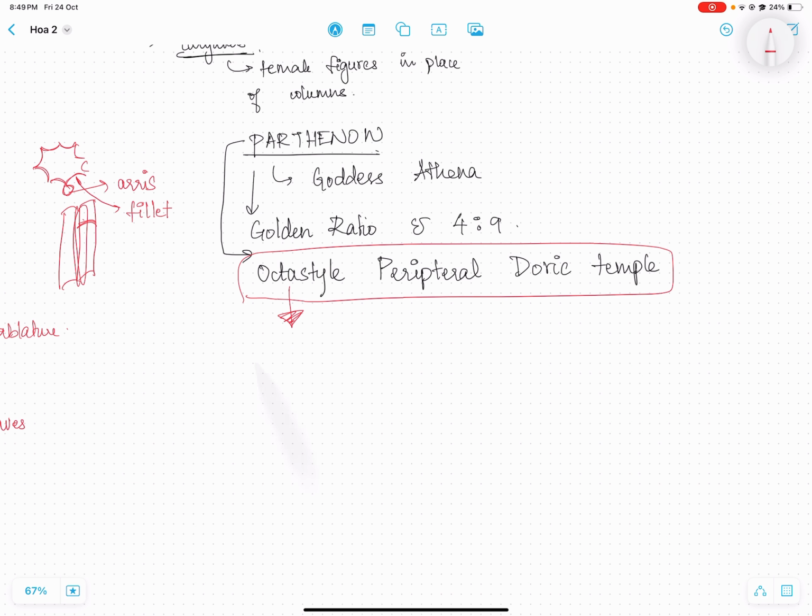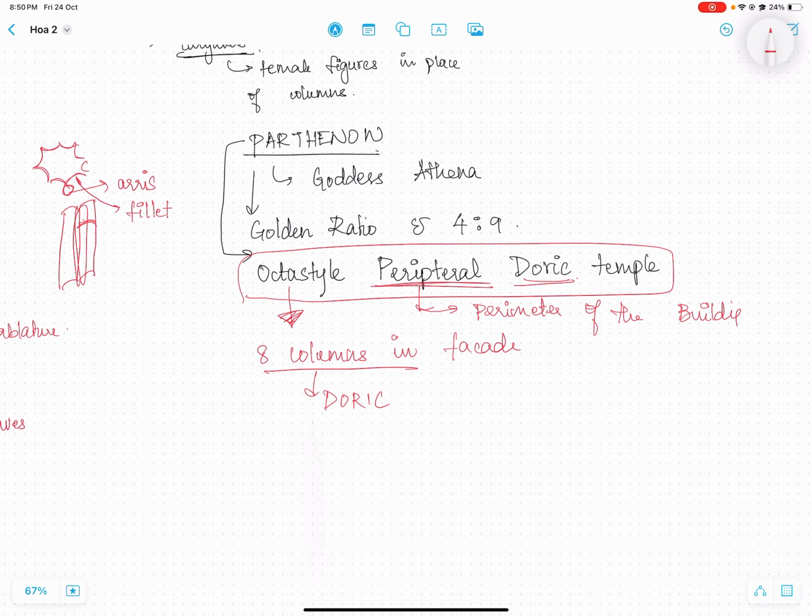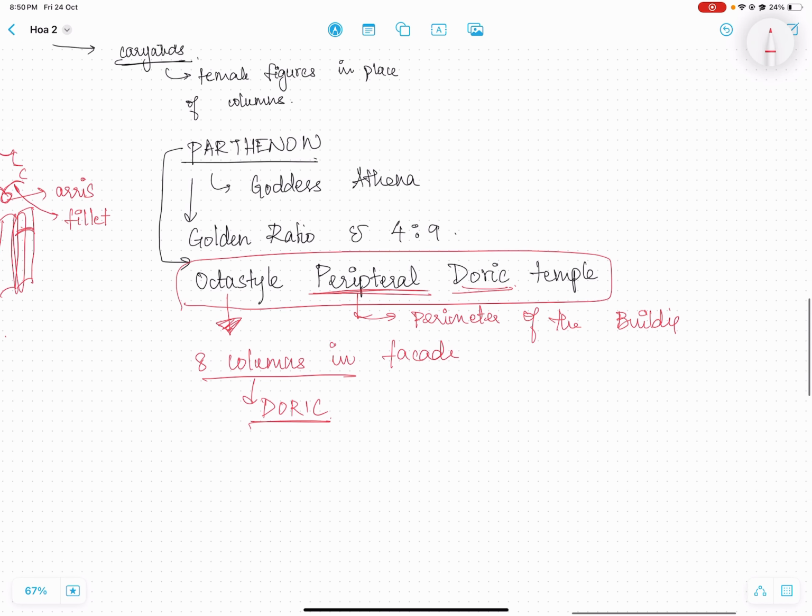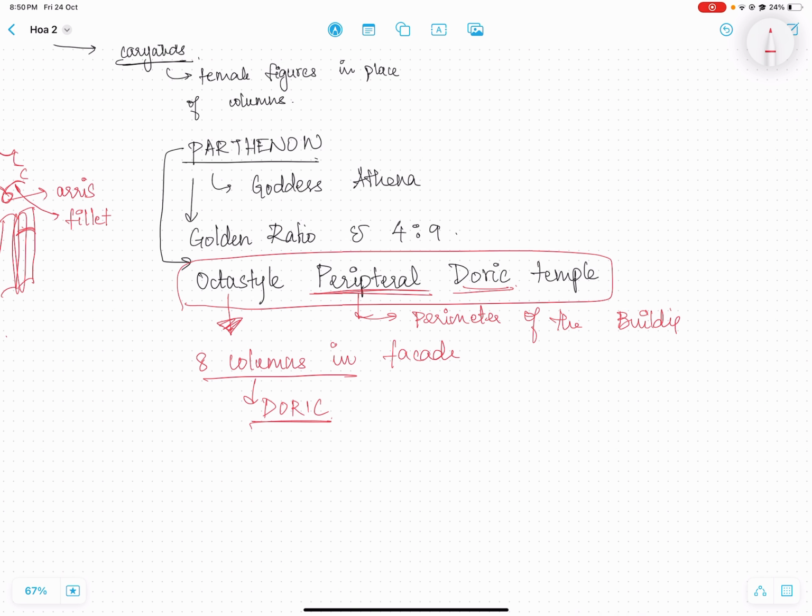Octa-style means it has 8 columns in the facade, and peripteral means the columns were along the perimeter of the building. So it had columns running all around. And it had Doric columns. So the 8 columns were Doric. It is also important to remember that most of the temples in Greek architecture had only 6, while Parthenon was a different case and it had 8. So that is why this is an octa-style peripteral Doric temple.